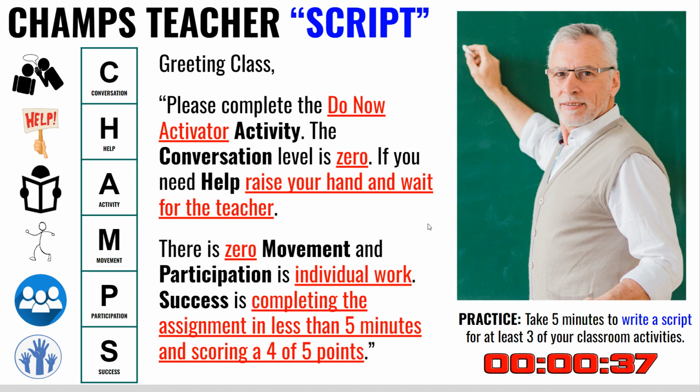Well, if we can complete the assignments in less than 5 minutes and score a 5 out of 4. So it tells the scholars you're looking for accuracy and that they complete the assignment within the 5-minute time allotted. So go ahead and take the time right now to script at least 3 of your classroom activities.